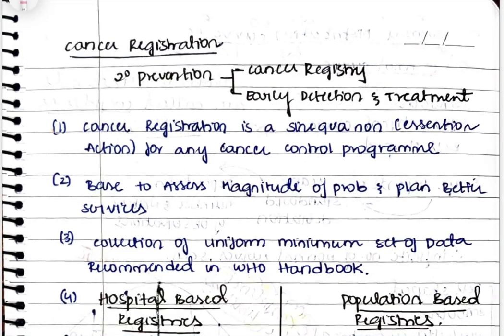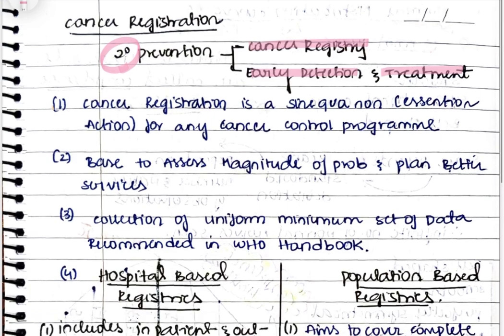So here we'll talk about cancer registration. Under the secondary prevention for cancer, we have cancer registration, early detection and treatment. So these are the three things which are covered under secondary prevention of cancer. So let us see about this cancer registration.